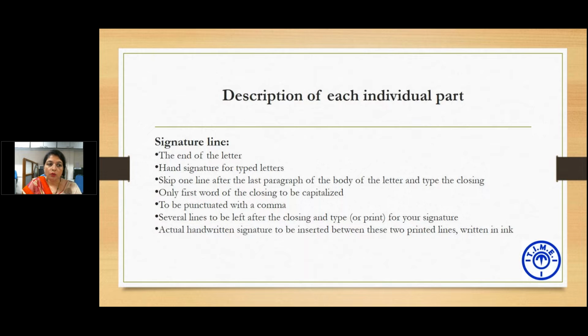Fine. When you write the signature line, it has to be definitely punctuated by a comma, and several lines are to be left after the closing, and type or print your signature. The actual handwritten signature is to be inserted between these two printed lines.